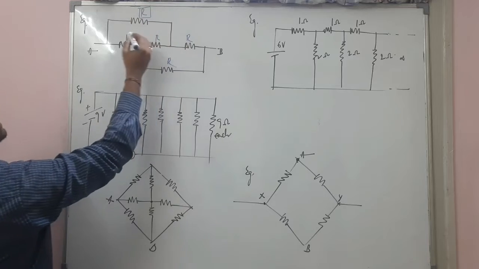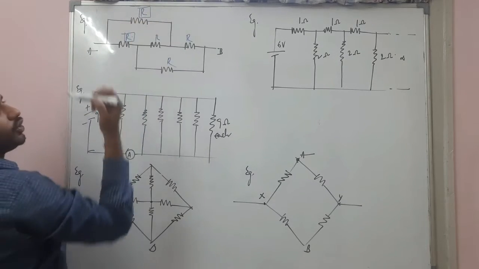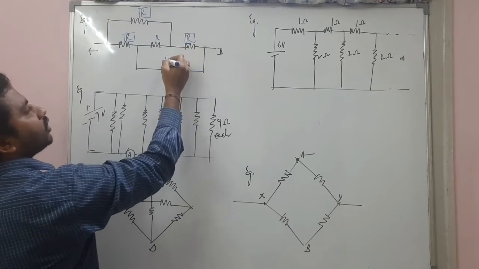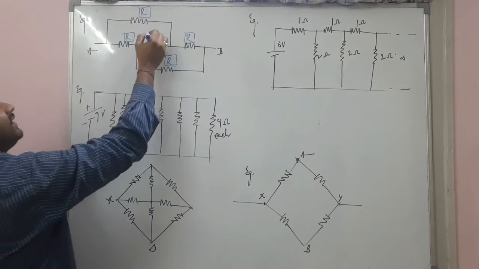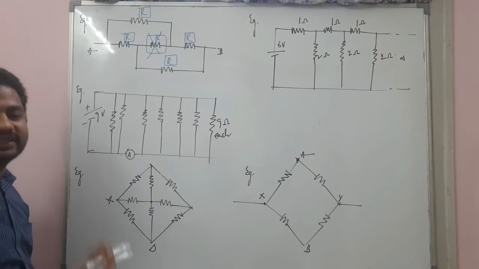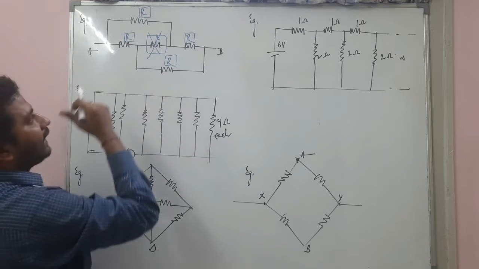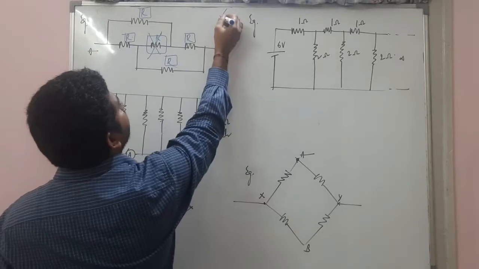When this resistance is equal to this, meaning the ratio of these two is equal to the ratio of these two, then this can be eliminated and you know how to find the effective resistance. It's so simple now. Yes or no? And the other form of Wheatstone bridge?